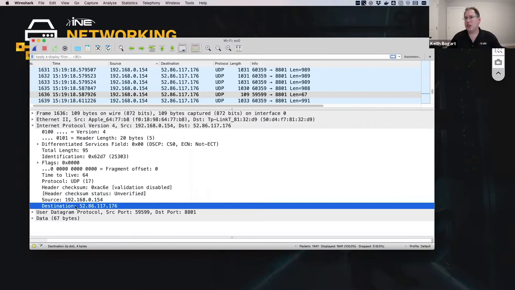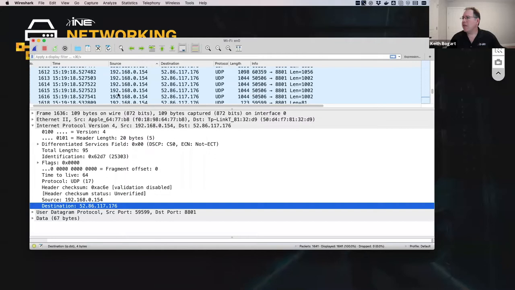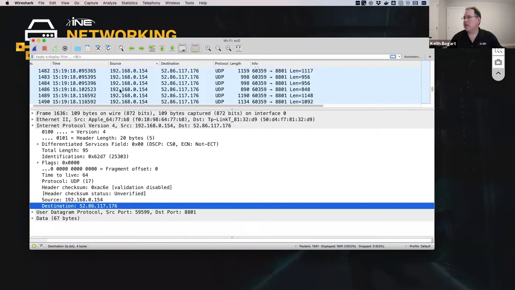I don't know if my device is doing any IPv6 or not. You would recognize IPv6 because it's a much different address. Actually, we could do this.